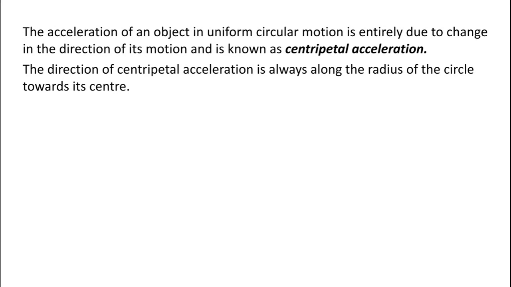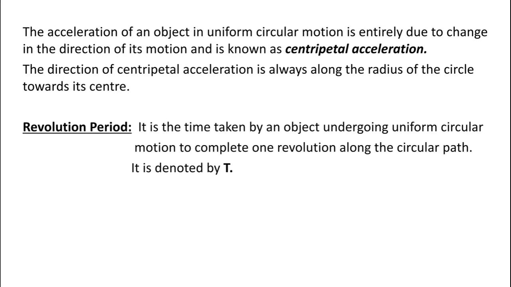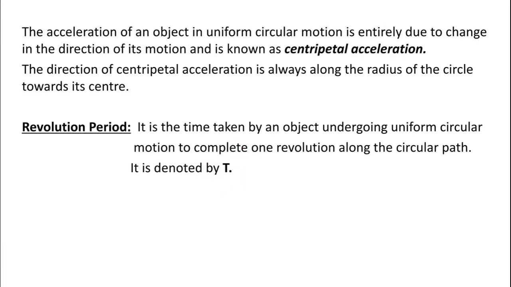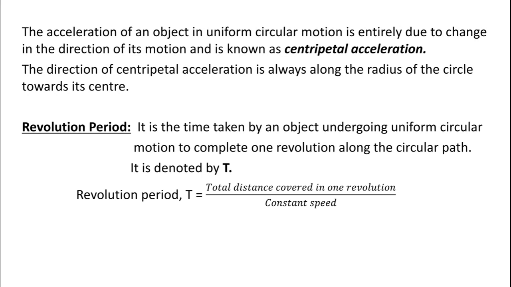Now there is a term, revolution period. It is defined as the time taken by an object undergoing uniform circular motion to complete one revolution along the circular path, and it is always represented by capital T because it is the time period for one complete revolution. Now the formula for revolution period is given by the total distance covered in one revolution upon the constant speed.